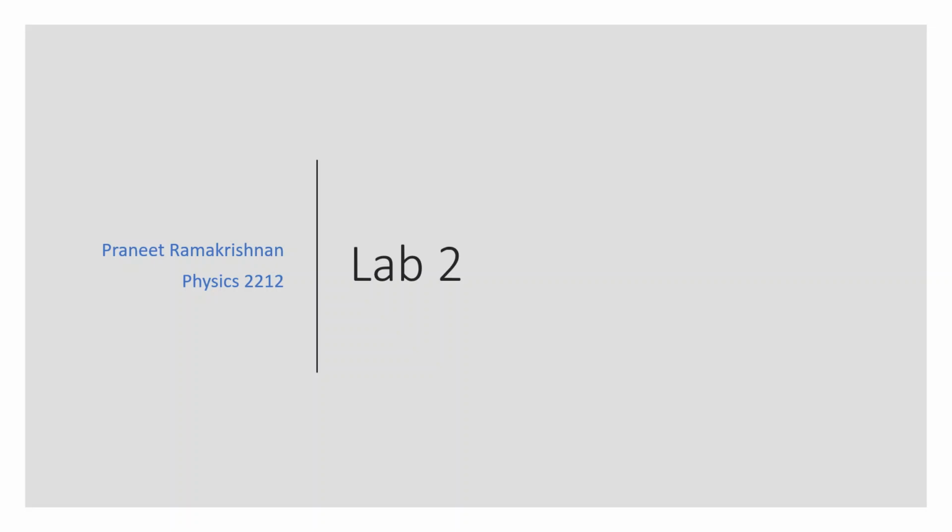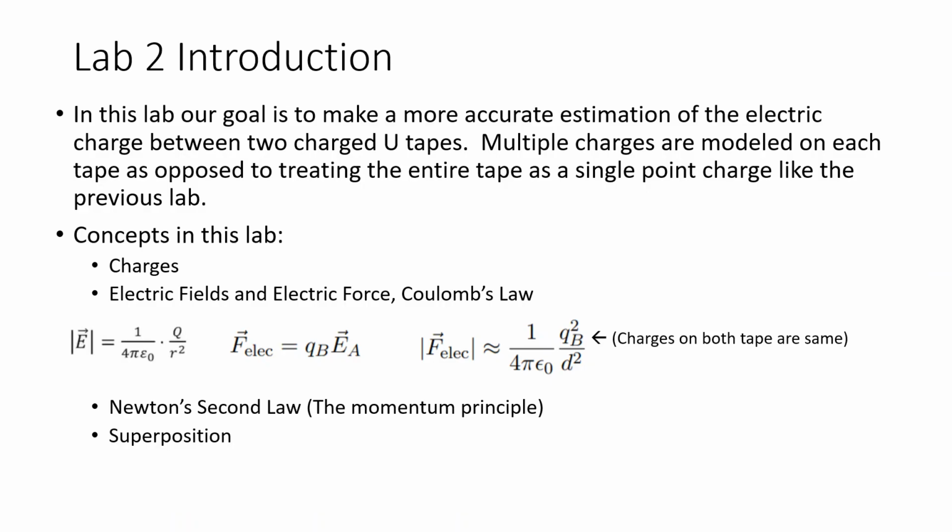Lab 2 on charged tapes. In this lab, our goal is to make a more accurate estimation of the electric charge between two charged U-tapes. Multiple charges are modeled on each tape as opposed to treating the entire tape as a single point charge like how we did in the previous lab, using the same floating tape model that we had in Lab 1.